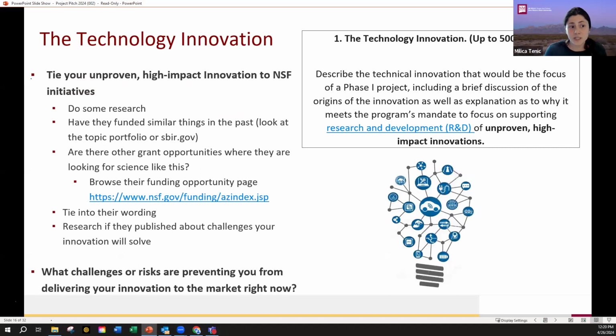Okay, and then you want to tie your unproven high impact innovation to NSF initiatives. If you're familiar with the NSF, the National Science Foundation, they have lots of directives, lots of different research happening at any point. So do some research, see if they funded similar things in the past. I always recommend for folks to look at their topic portfolio or visit sbir.gov. There you can type in keywords and really look up technology or projects that may be in a similar sphere as you are. That helps in many ways.